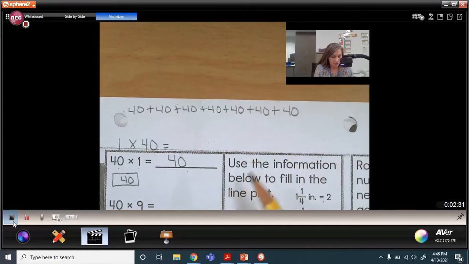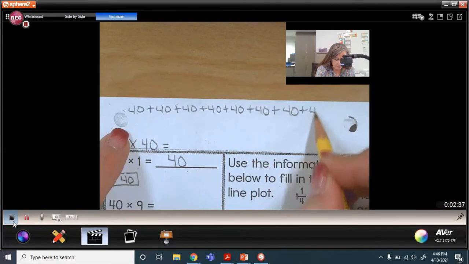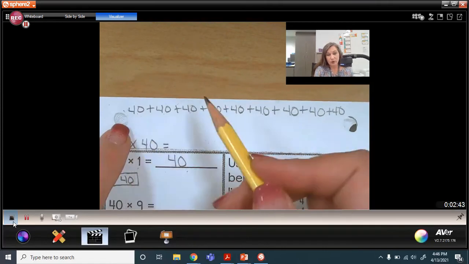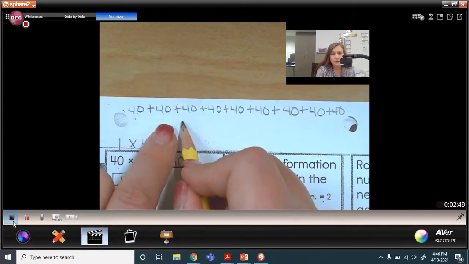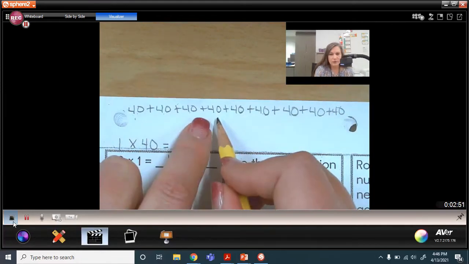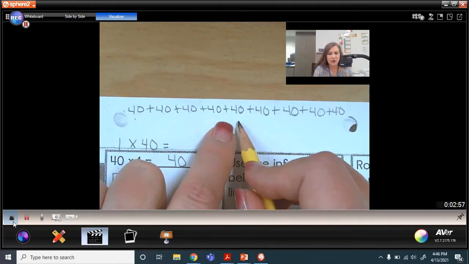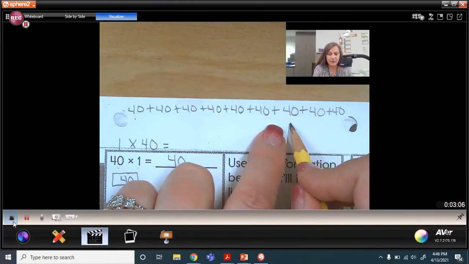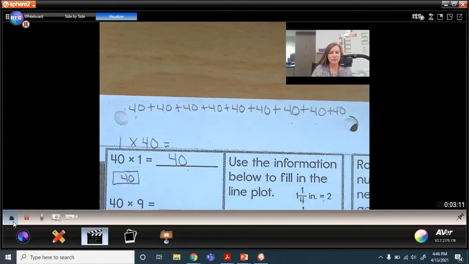Now, if you know how to count by 4s, you should also be able to count by 40s, right? So if we were to do that, 4 would start us off. We could say 40, 80, 120, 160, 200, because 4 times 5 is 20, 240, because 6 times 4 is 24, so 240, 280, 320, 360. Okay, that's one way to think about it.